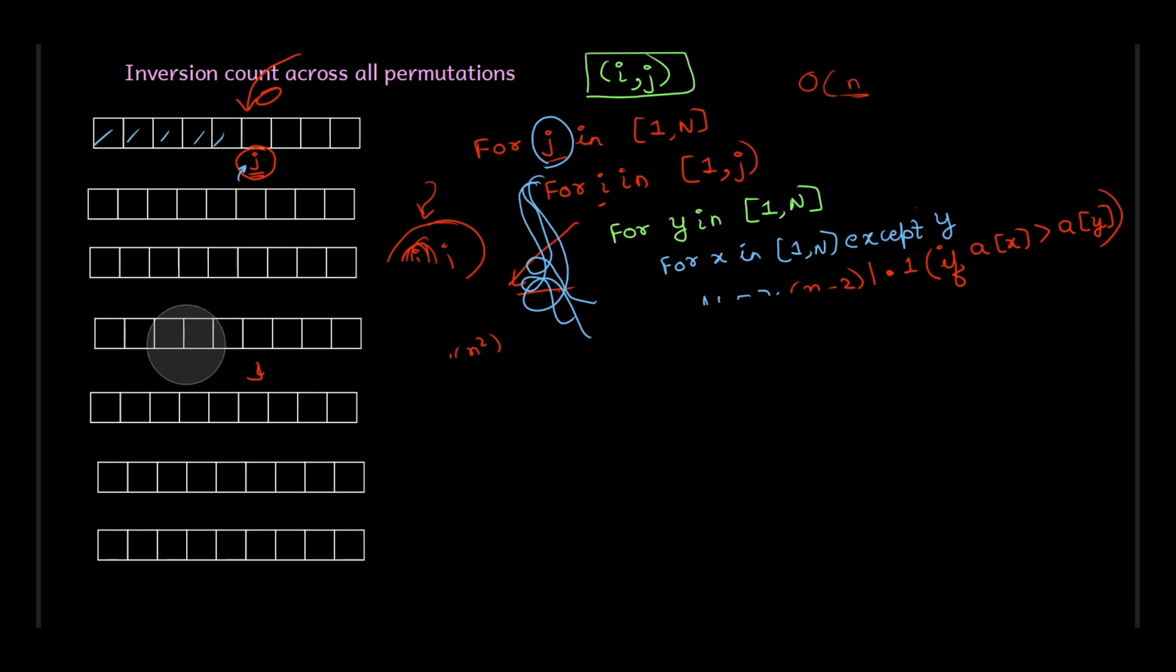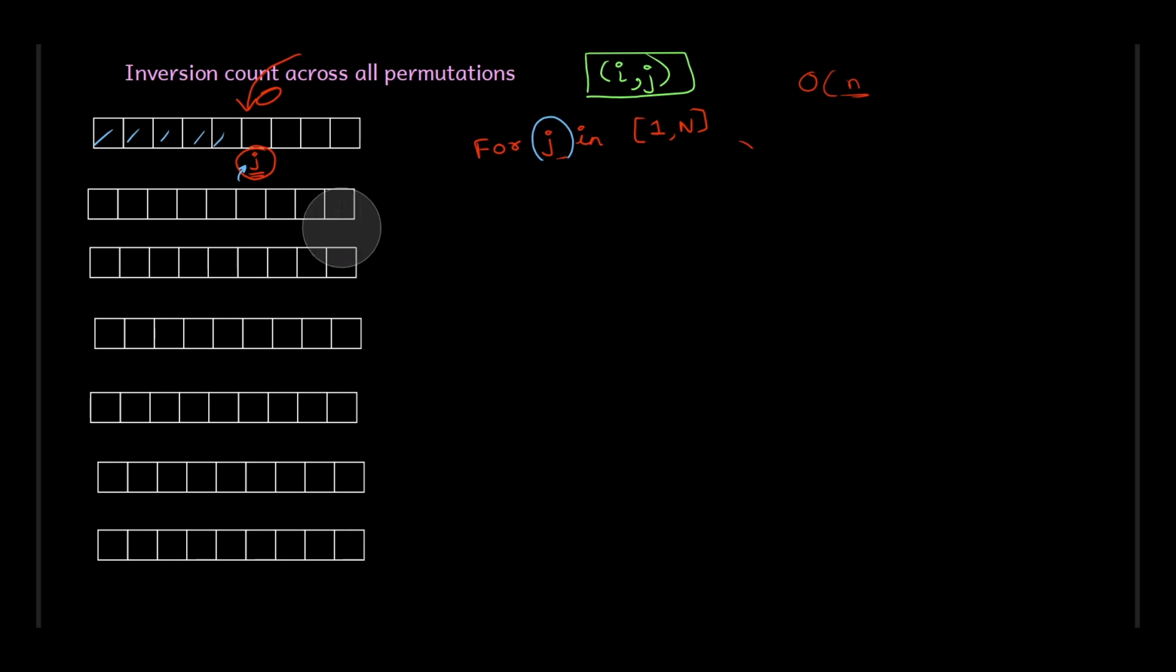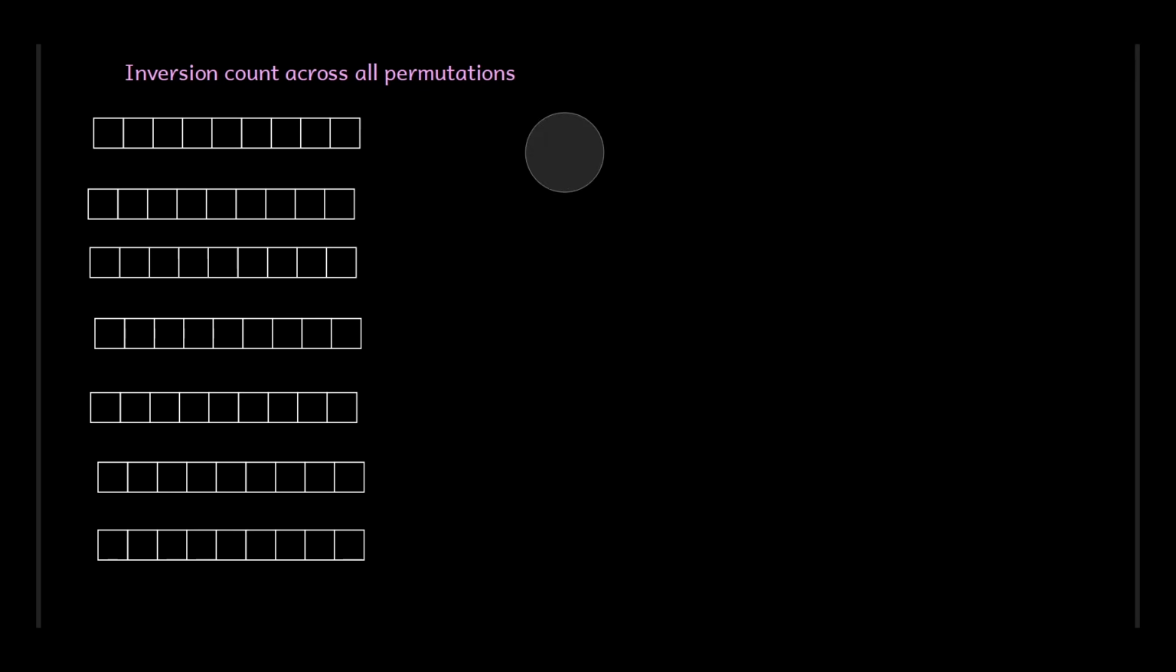So that was just a small tangent. Now back to the main track. So we have an O of n to the power 4 algorithm. That's fine. Can we optimize it? So in the n to the power 4 algorithm, notice what we wanted to find. We had the loop starting with j, we had the loop for i, we had the loop for x, and we had the loop for y, and we were checking if a of x is greater than a of y.